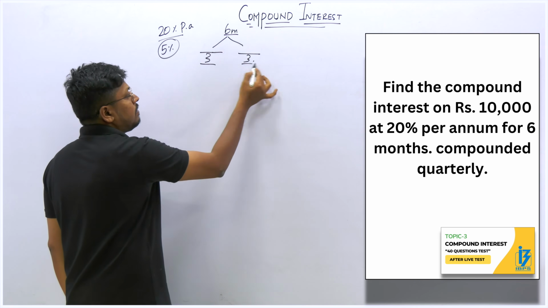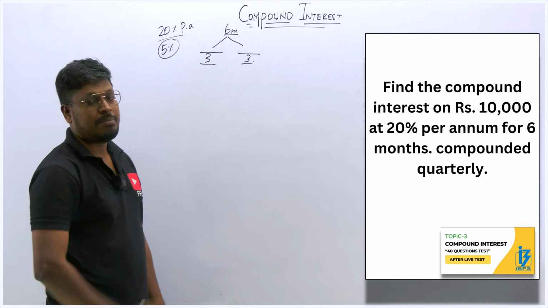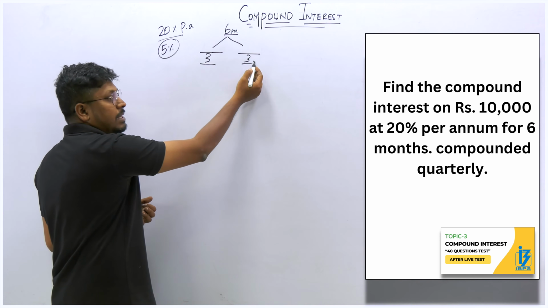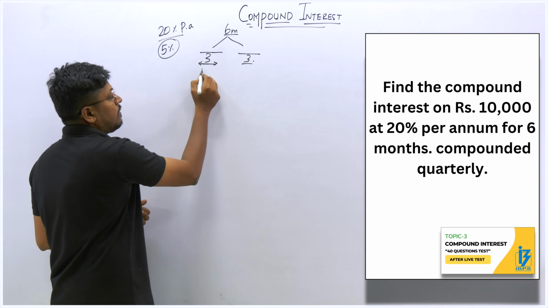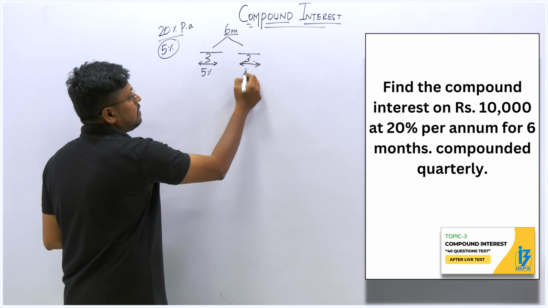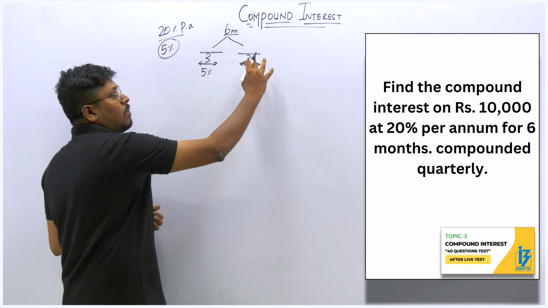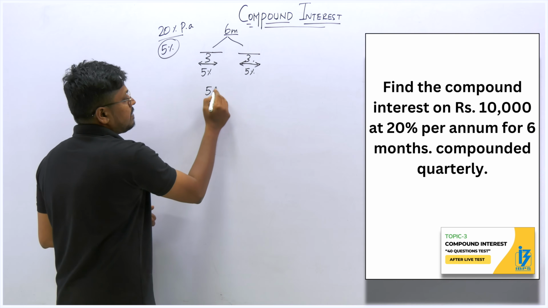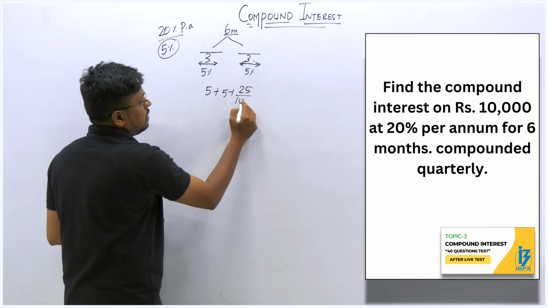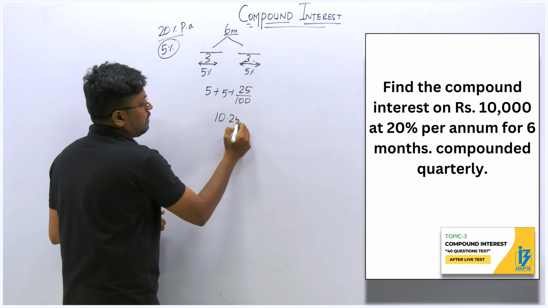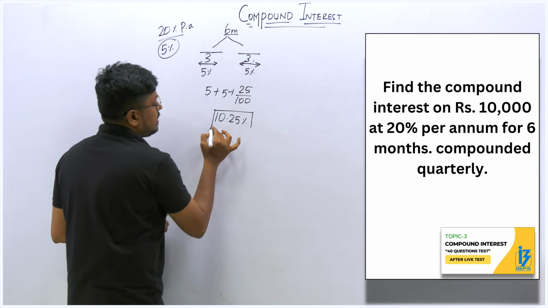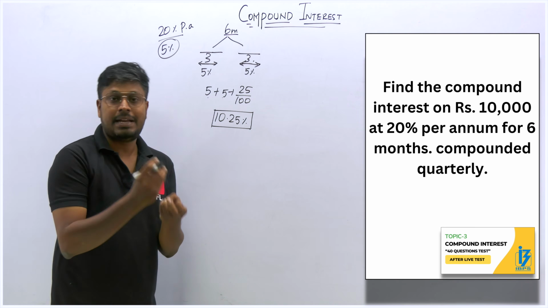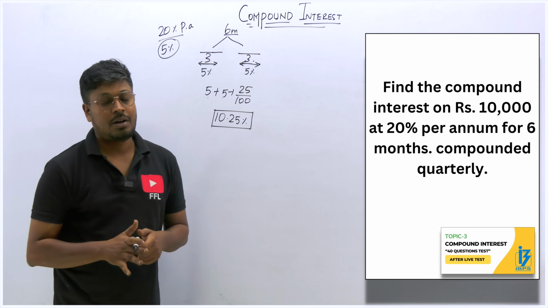So you can find it either by the percentage method or the formula method. I think the percentage method seems to be easy. Why? Because we have only 3 months and 3 months duration. That means for the first 3 months 5% interest, next 3 months 5% interest. So for the complete period, what will be the interest? The formula will be A plus B plus AB by 100. So the resultant will be 10.25%. So 10.25% will be the total percentage the person gets in the compound interest, compounded quarterly.